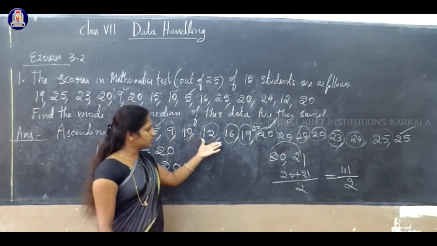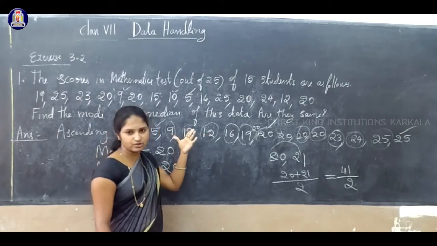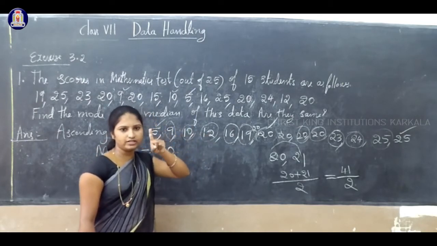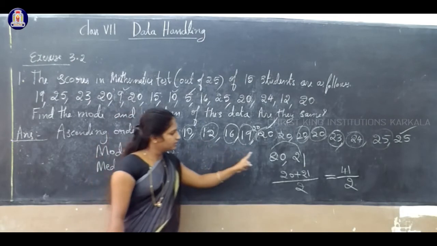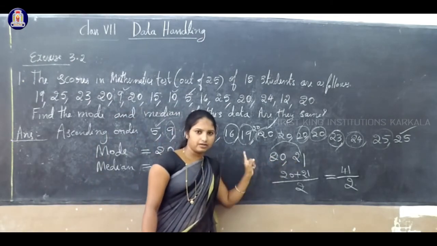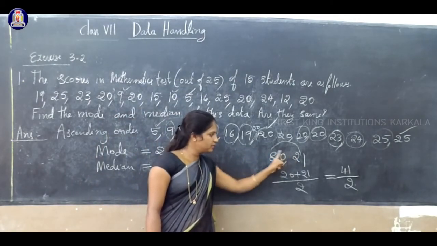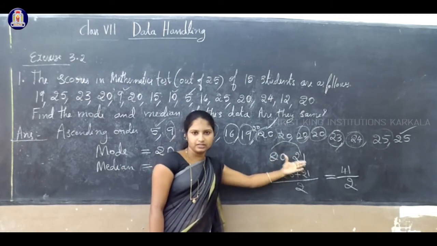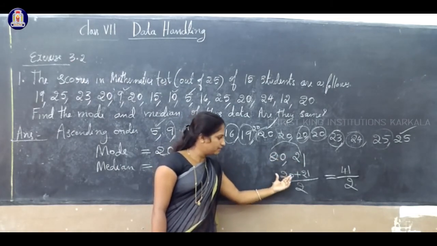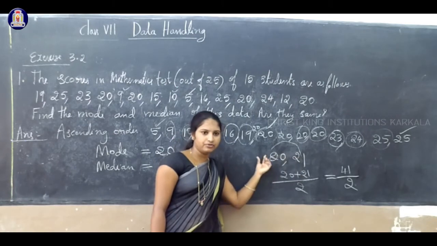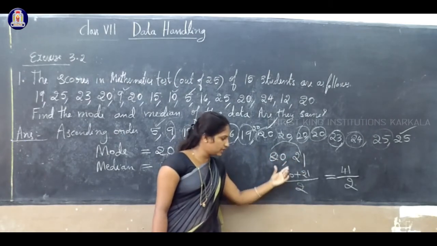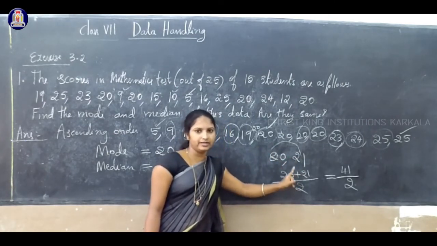Clear? In this question we got an odd count. 15 is an odd number, so we get only one number in the middle. But if you get two numbers in the middle, we have to find the median by adding those two numbers and dividing by 2.